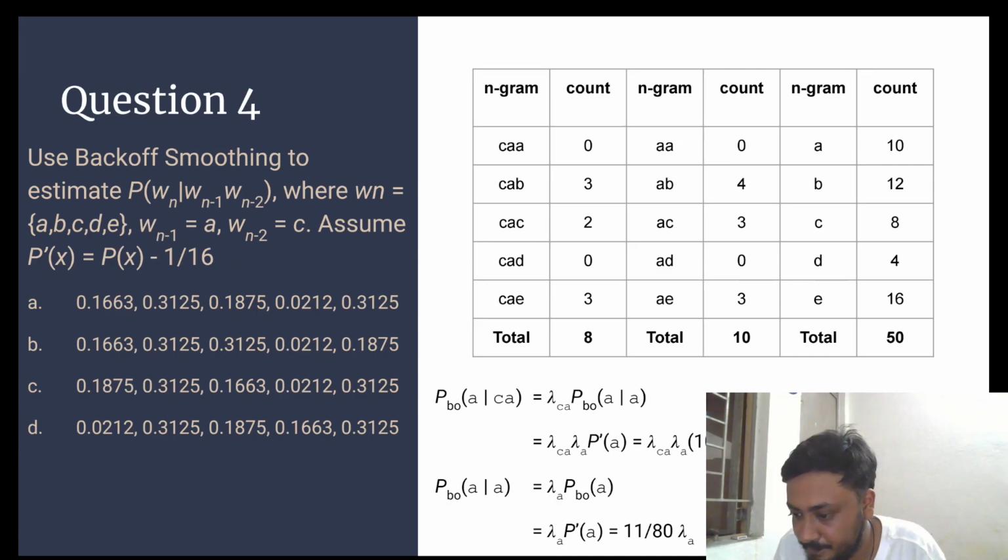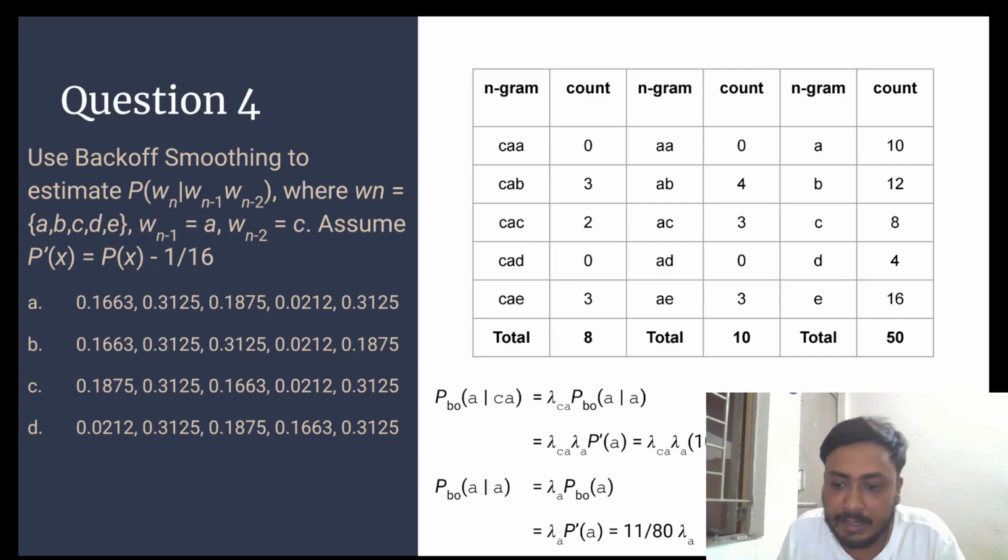In the question, they only give the assumption, yes. They will say how much to discount. Fine. So this is how we get this value, and I hope you can understand the bigram thing is also very similar.